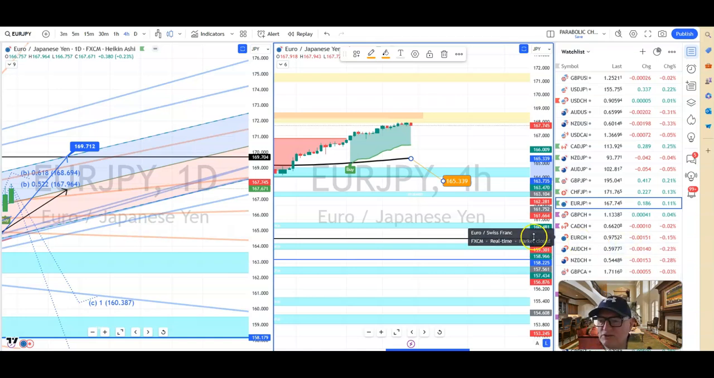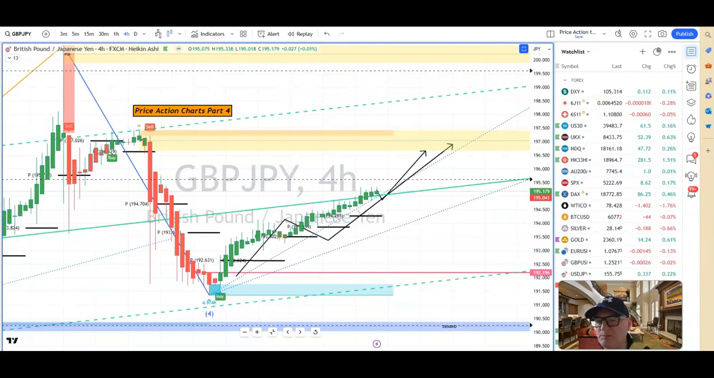Now I'm going to go into the price action charts. The price action charts might not be trending, but nonetheless have some very powerful moves coming. So these are the price action charts.